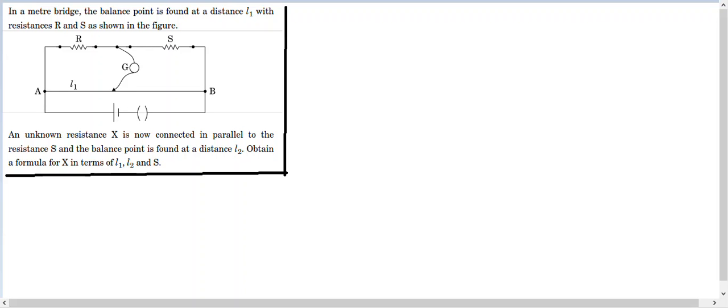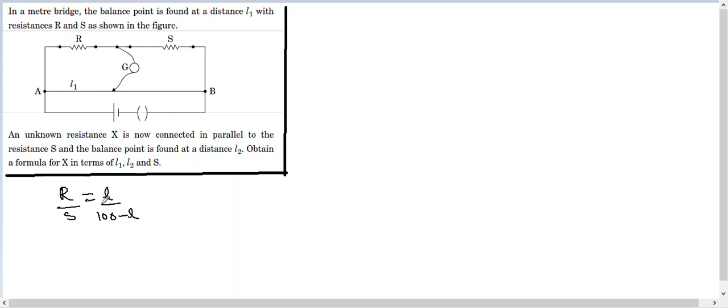Alright, so a slide wire bridge is also known as meter bridge and it is constructed on the principle of Wheatstone bridge and it is used to find the resistance of an unknown conductor. When the jockey is moved along the wire, there is one position where the galvanometer will show no current. Then the meter bridge is balanced and the balance condition is written as R upon S is equal to L upon 100 minus L.